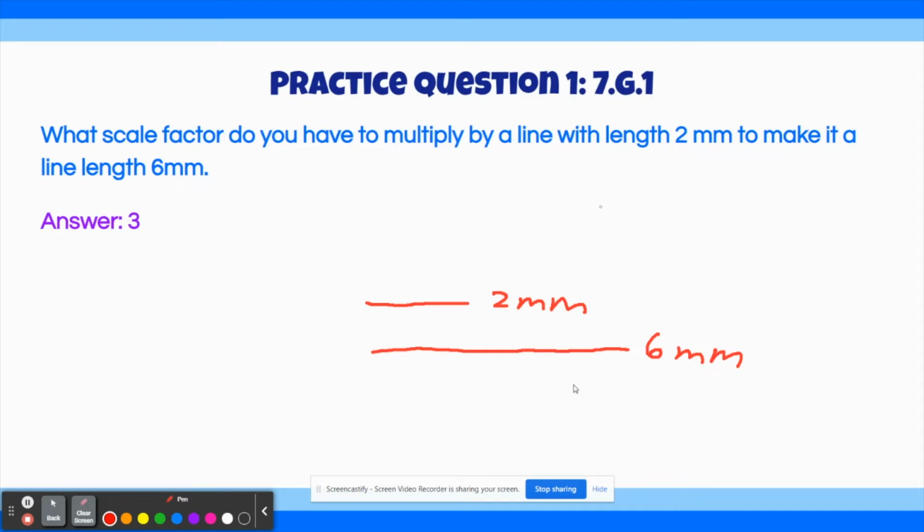So this one is pretty straightforward. You can just do 6 divided by 2, and you get 3. And you can check that by seeing that if you do 3 times 2, or scale this line by 3, you would end up with a line of length 6 millimeters. So the final answer is 3.